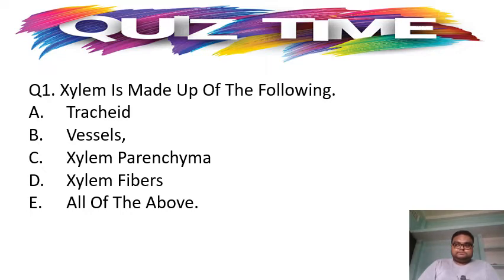The correct answer is all of the above. We saw that xylem is made up of tracheids, vessels, xylem parenchyma, and xylem fibers. Okay, students, let's proceed ahead.